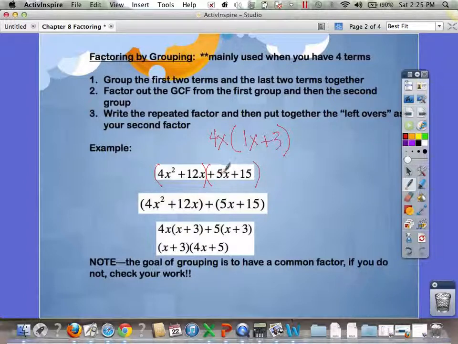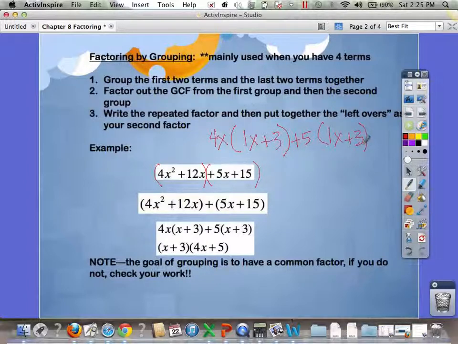What's in common between 5x and 15? Both of them have 5 in common. That would be a positive 5, so I'm going to put a plus 5. And then I'm going to GCF that out of this binomial. 5x divided by 5 leaves me with just 1x. And then 15 divided by 5 is going to leave me with 3.